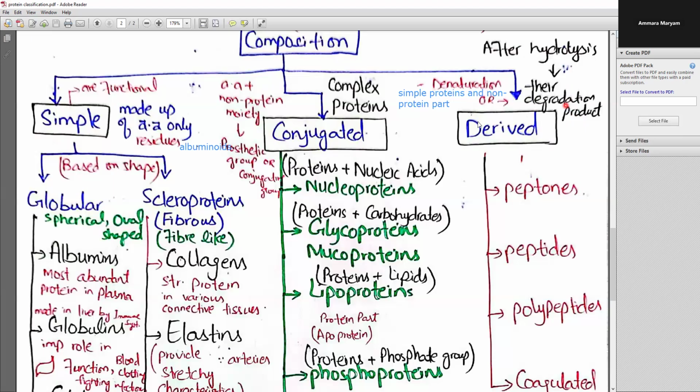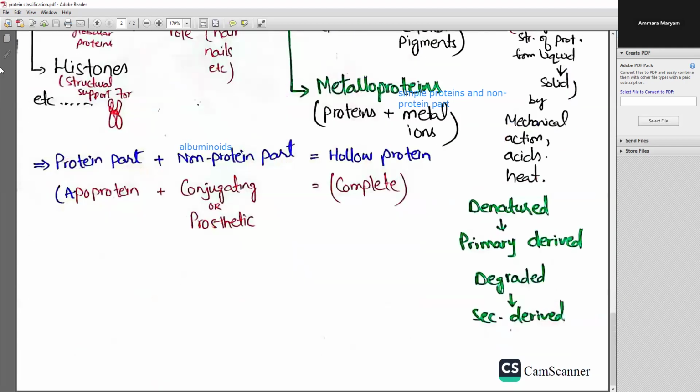You can say that in case of denaturation there is no shortening of the polypeptide chain, whereas in the degradation of the proteins there is the shortening of the polypeptide chain. So what I have said is that there are two things. One is the denatured proteins or denatured products. So denatured proteins are those in which only the weak interactions are going to break.